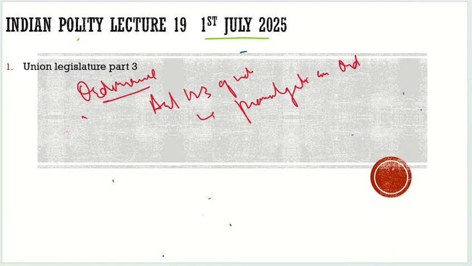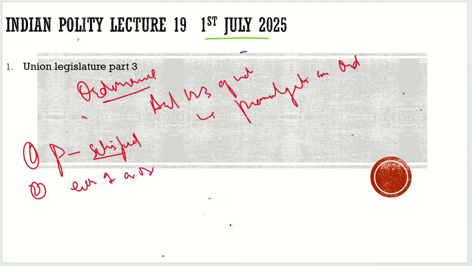So what does it say? It says if the President is satisfied. Here, what are the important points? President is satisfied. Is it the President's personal satisfaction? No, it is not his personal satisfaction. If the President is satisfied, when, important condition for the ordinance, either one or both houses of the Parliament are not in session. So let me make it very simple. If both the houses are in session, can the President promulgate an ordinance?